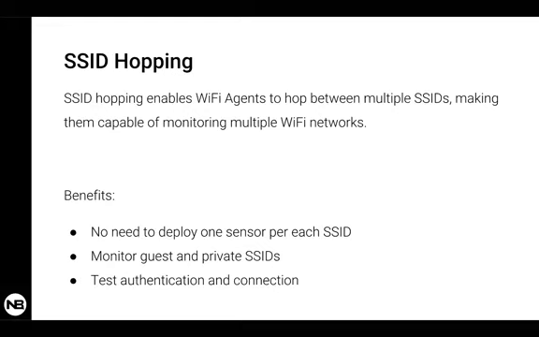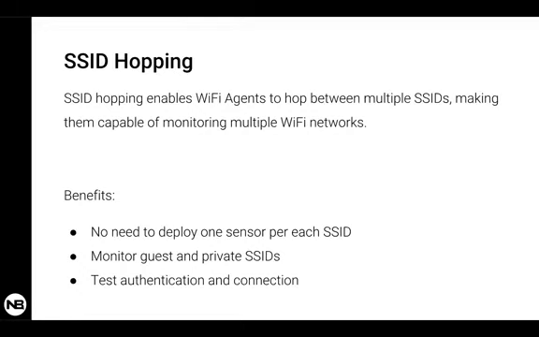So what is SSID hopping? SSID hopping enables Wi-Fi agents to hop between multiple SSIDs, making them capable of monitoring many Wi-Fi networks. So clearly the benefit is that you can use one single hardware sensor at one location to monitor multiple Wi-Fi networks without needing to deploy one sensor per Wi-Fi network. So it will reduce the number of sensors that you have to deploy at remote sites.